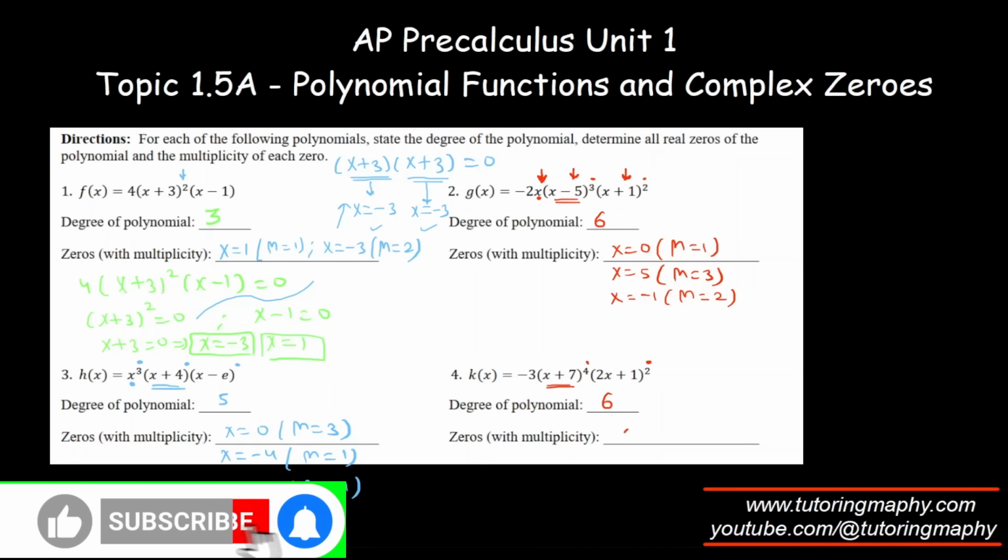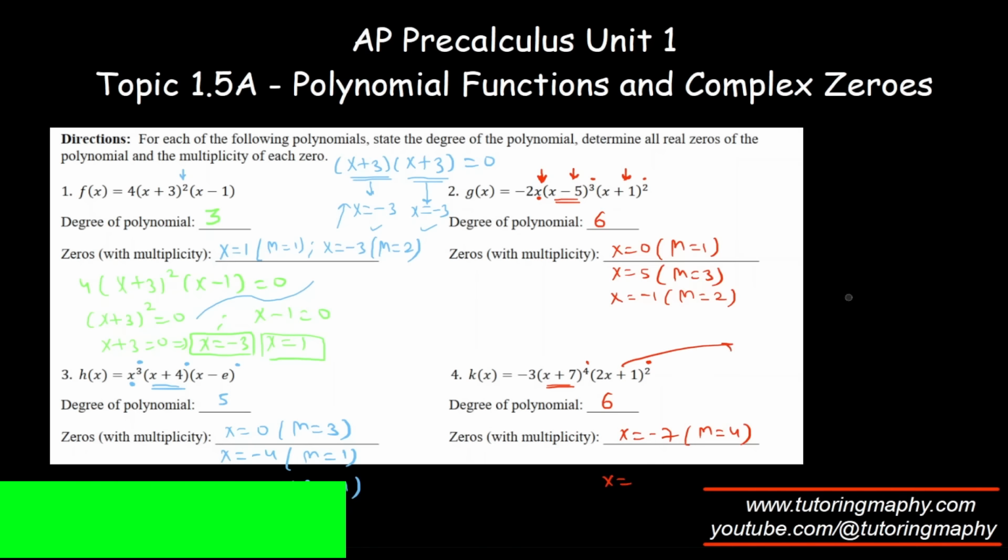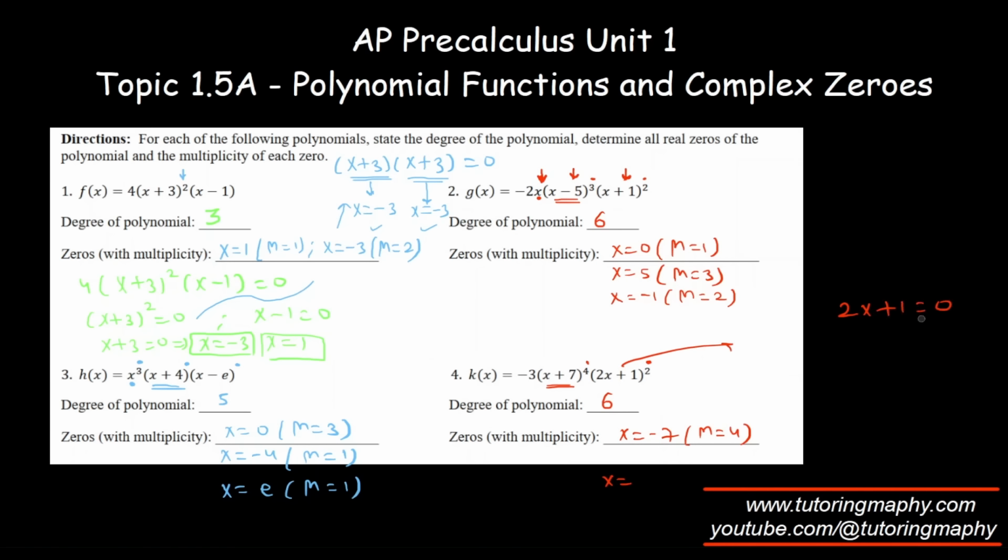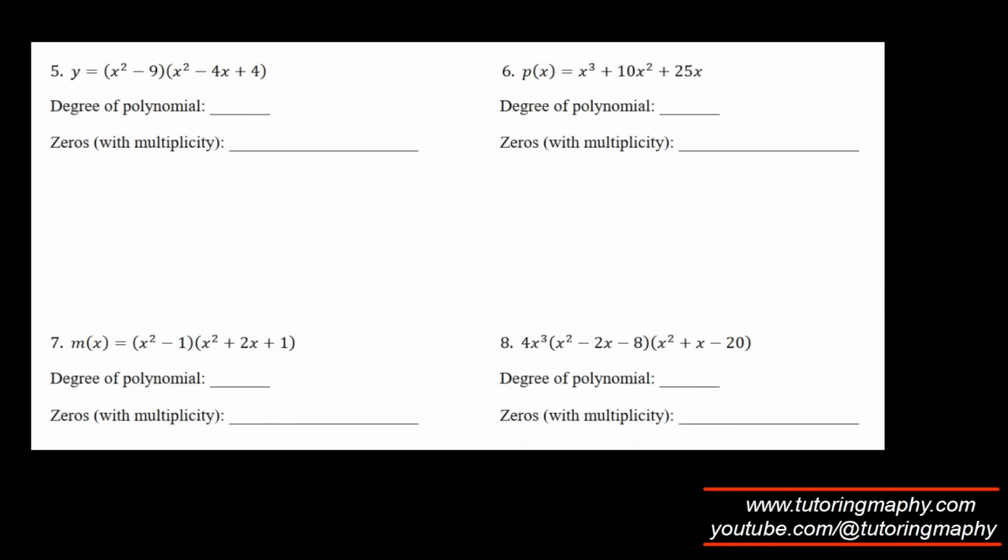Zeros are from here, x is negative 7 with a multiplicity of 4, and another zero will be when 2x plus 1 is 0, which means that 2x is negative 1, which means that x is negative 1 over 2. So this is negative 1 over 2, and the multiplicity is 2 over here. All right. Feel free to try these questions.